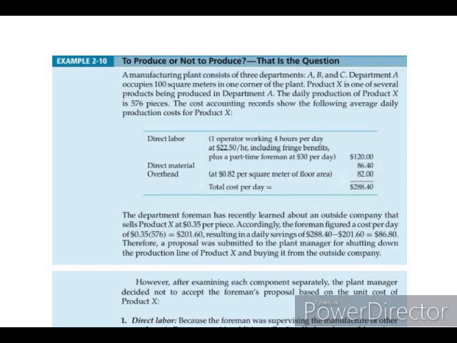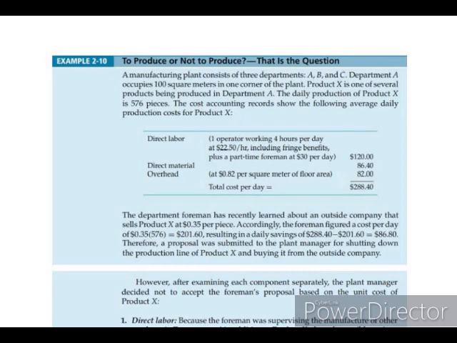Next is the direct material, which costs $86.40. And last is the overhead cost, which is $0.82 per square meter of floor area. Since there are 100 square meters, 100 multiplied by 0.82 is equal to 82. So the total cost per day for Department A in making Product X, you just add all of them, is $288.4.